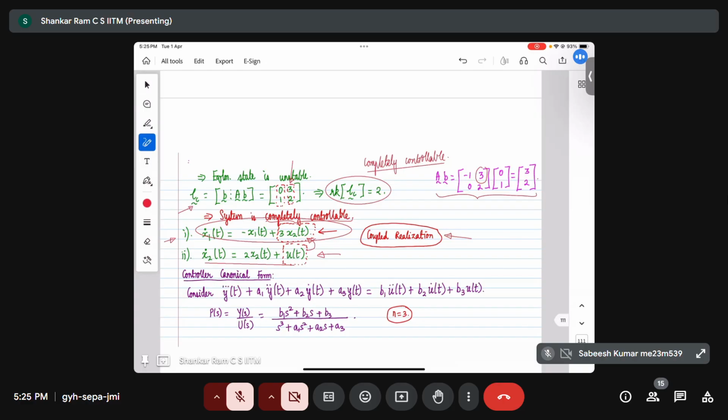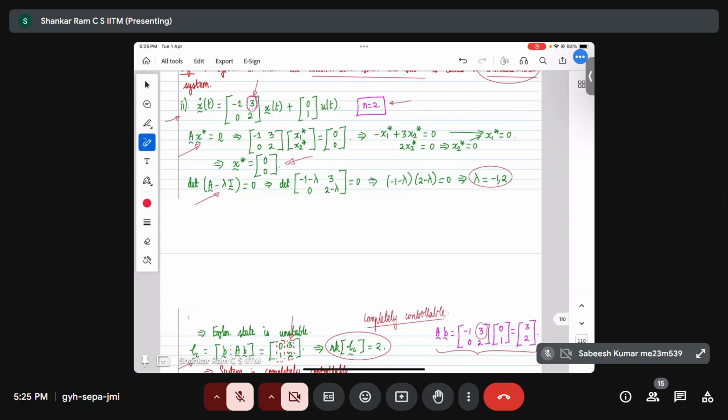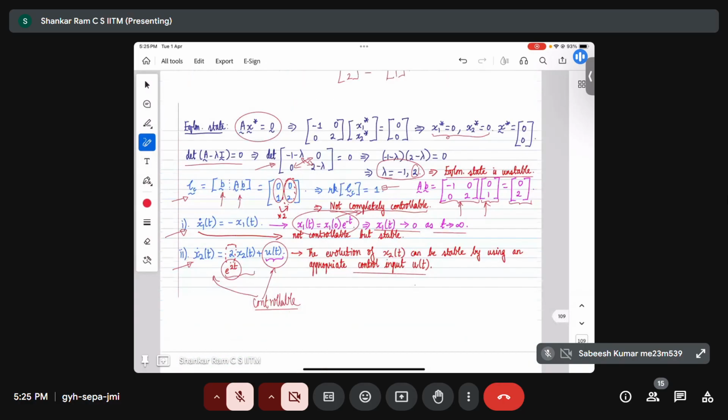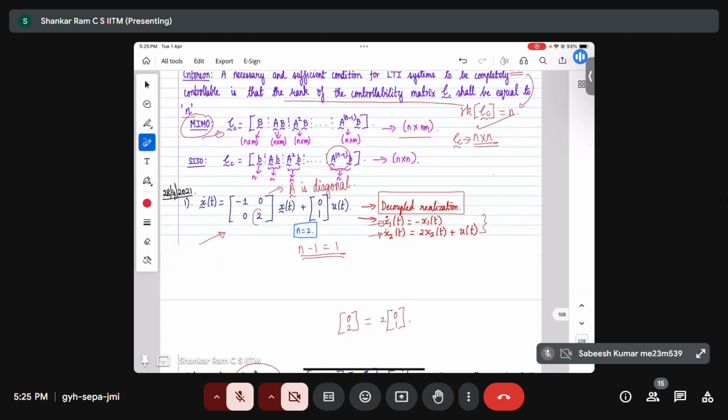See, for example, let's take a very simple example. Even if I had this element to be -2, what will happen? The eigenvalues will be -1 and -2, right? The equilibrium state is stable, but x1 is still not controllable. So stability is something, controllability is another concept. Thank you, sir.